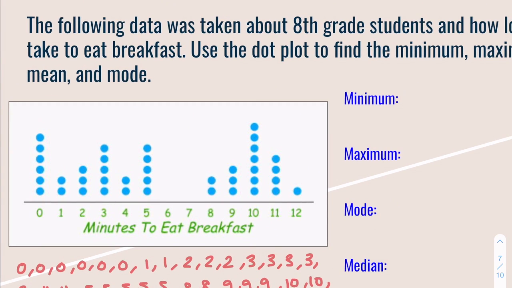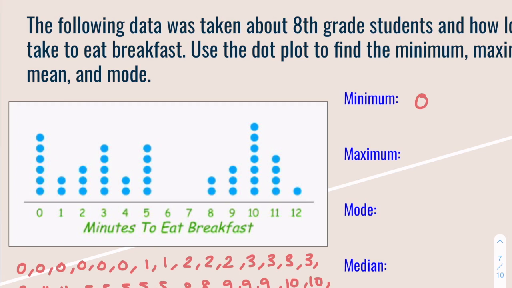But then you can go through and see how you can either use the dot plot or the list to find the minimum or maximum, and then the mode or the median. So the minimum is always going to be the smallest number in our data set. Again, you could read that off the dot plot and say, okay, well, I know that 0 minutes to eat is the smallest number of minutes you can spend on eating breakfast. So the minimum would be 0. If you're spending 0 minutes eating breakfast, you are not eating breakfast.